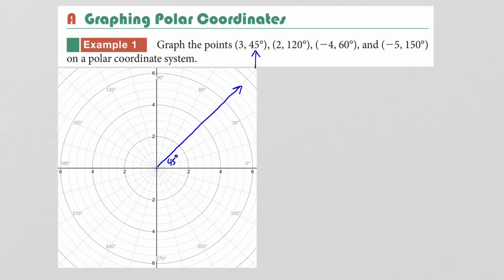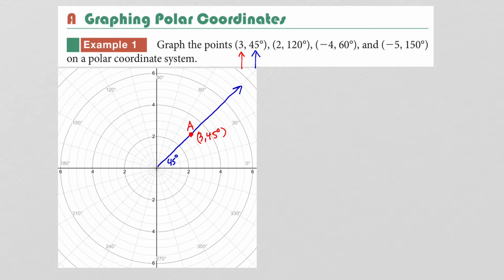So we know that the point is going to be somewhere on this line, and then the 3 simply tells us that we need to go 3 units from the pole, or 3 units from the origin. So if we go 3 units in the direction of 45 degrees, you can see that we have these marked off here. So this is 1 unit, 2 units, 3 units would be here, but in the direction of 45 degrees. So the point (3, 45 degrees) would be located here. We'll call this point A.